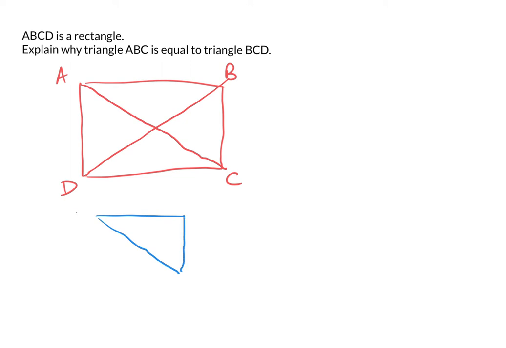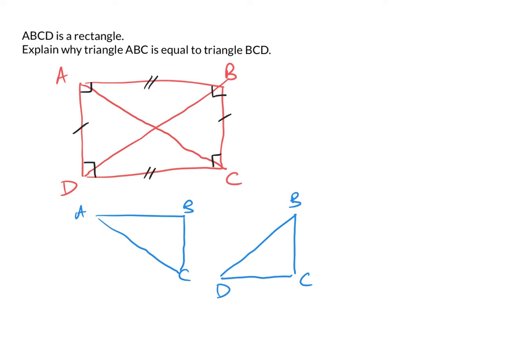Down here, A, B, C. And we've got triangle BCD, which looks like this. So it comes down here, along here, and over here. So I've got B, C, D. Now, we've got to prove that these two triangles are equal. Let's go back to our original rectangle. We know it is a rectangle, so we know that the opposite sides of the rectangle will be the same as each other. We also know that all the angles here will be 90 degrees.